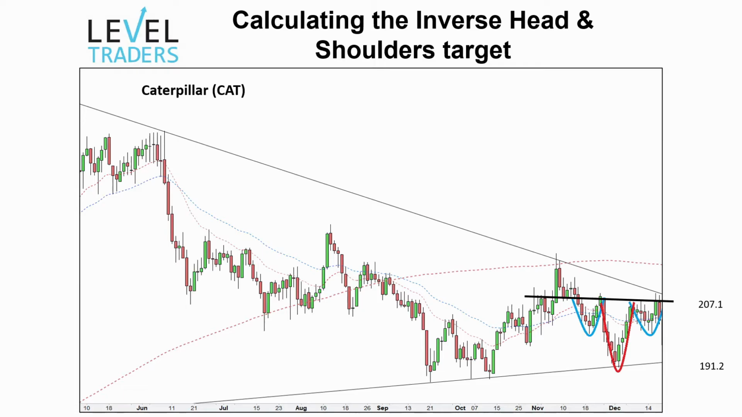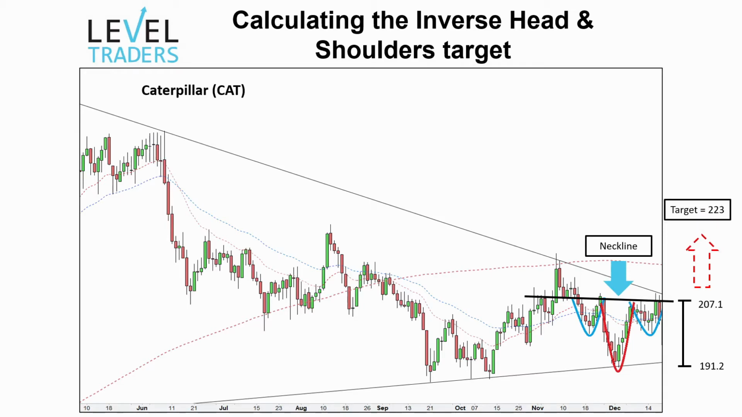So to calculate the upside target, we take the price at the neckline, which in this case is 207.1, and the price at the bottom, i.e. the top of the head, which is 191.2. Now taking the difference between the two equals 15.9. So that means the upside target is approximately 223.